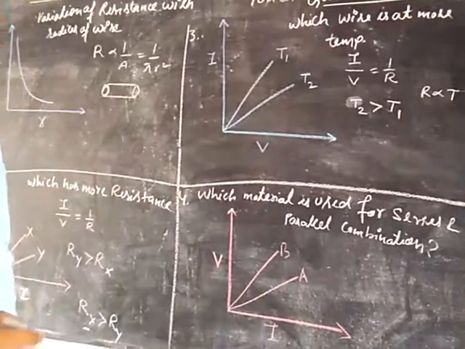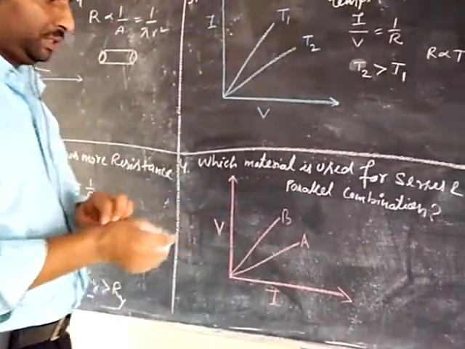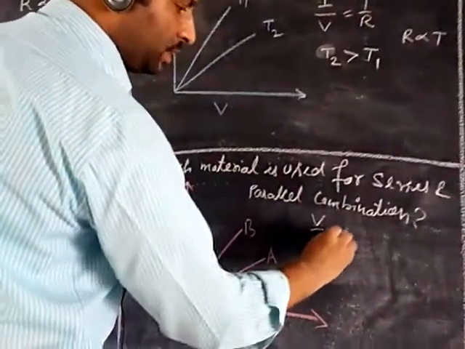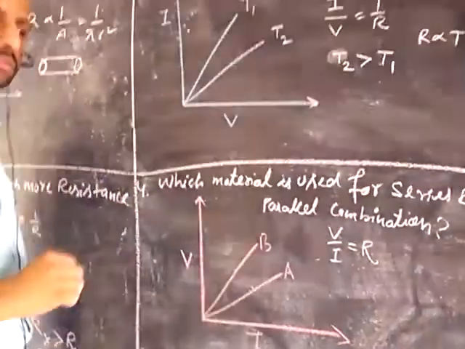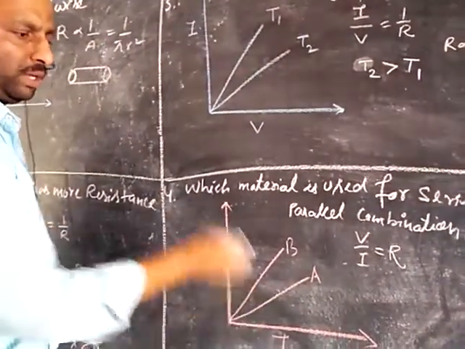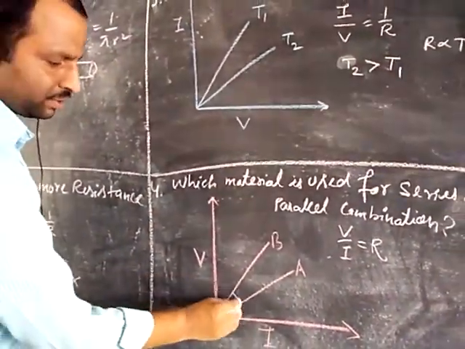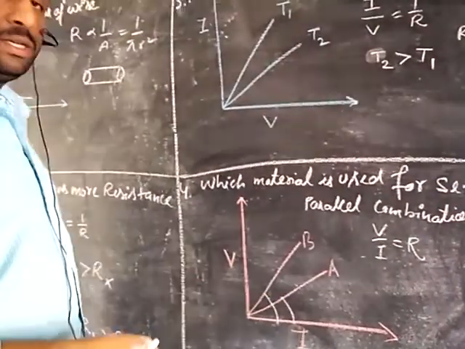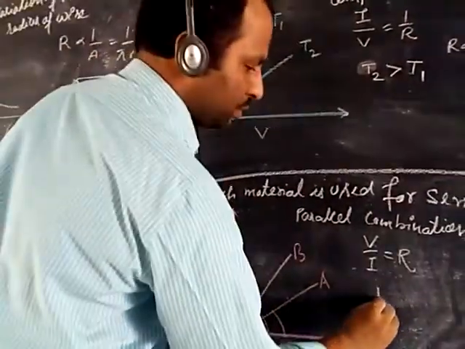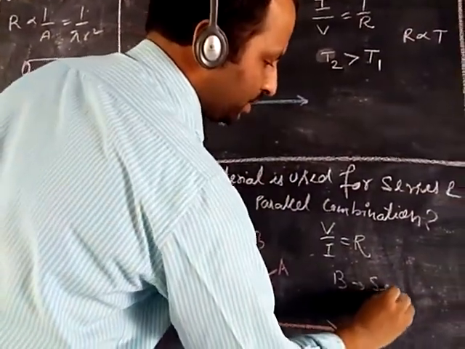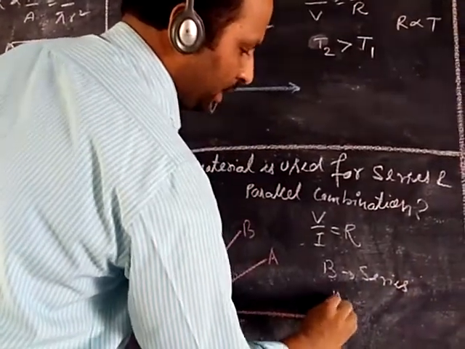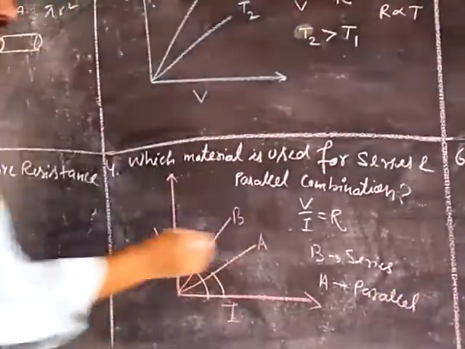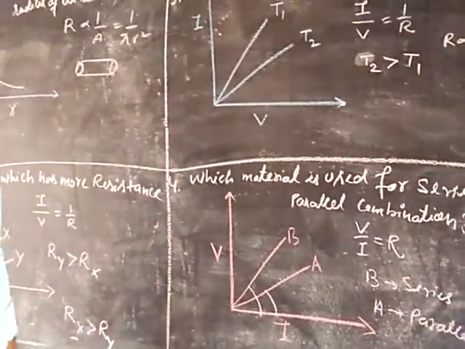Now question number 4. Which material is used for series and parallel combination? As we all know, V upon I represents resistance. More is the slope, more is the resistance. See the slope of wire B and the slope of wire A. The slope of wire B is more, so it has high resistance. So wire B is used for the series combination and wire A is used for the parallel combination because wire A has the lesser resistance.